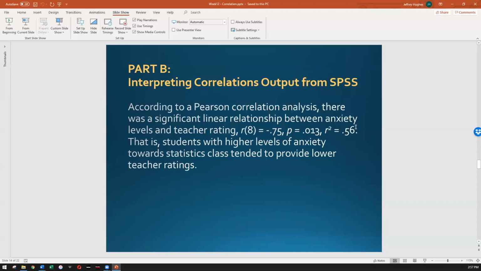So that is, students with higher levels of anxiety towards statistics classes tended to report lower teacher ratings. So you could also say something like lower levels of anxiety equals higher teacher ratings, or higher teacher ratings equal lower levels of anxiety. So there's multiple different ways you can say it, because remember, it doesn't matter which way you go. We're not saying, and this is something we should definitely not see on your write-up, that higher anxiety causes lower teacher ratings.